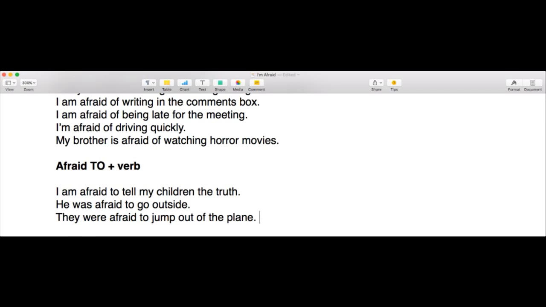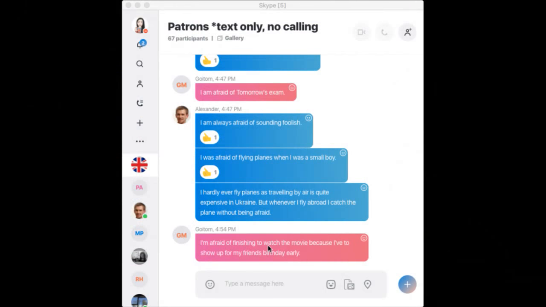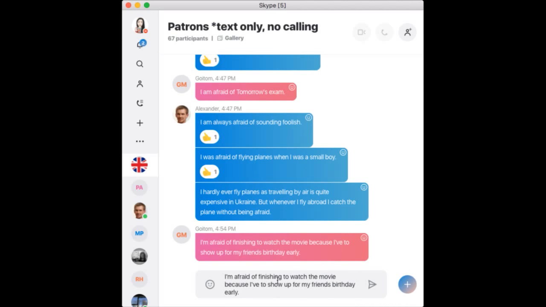Good. Okay, so now I want you to try and write a sentence using afraid to plus a verb without the ing. Okay, let's have a look at the patron room. I'm afraid of finishing to watch the movie because I've to show up for my friend's birthday early. I'm afraid of finishing. Because you've used finishing, you're using two verbs here and it's unusual. I'm afraid of finishing to watch. So you don't need both. So you could just say, I'm afraid of finishing the movie.